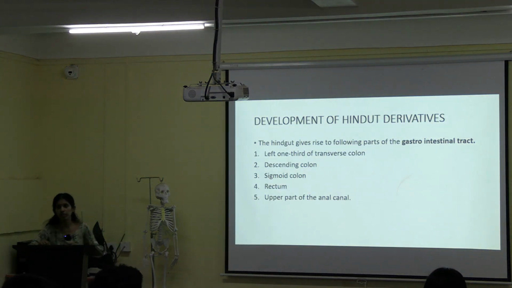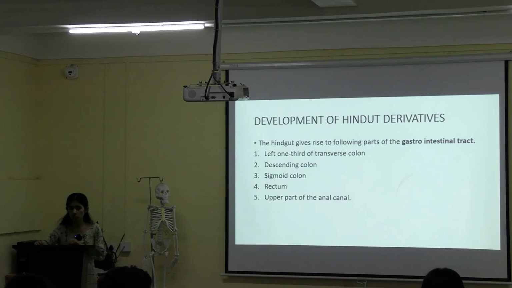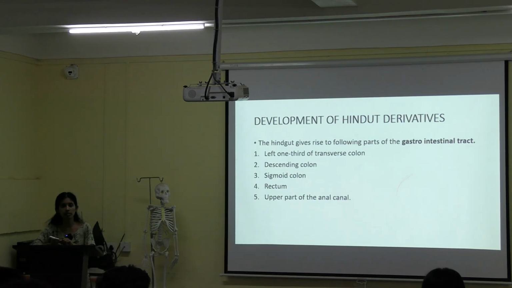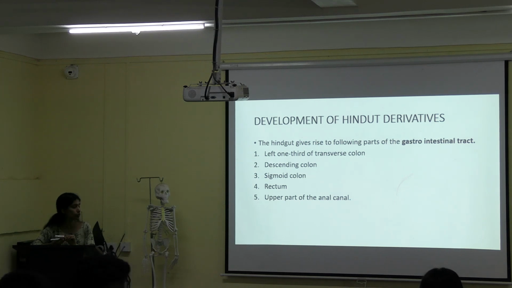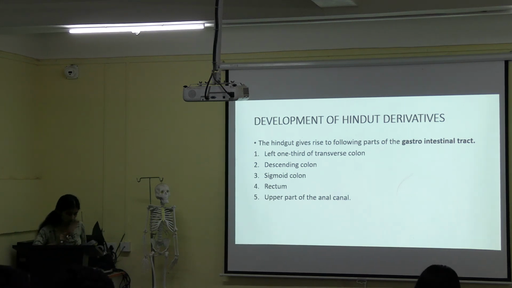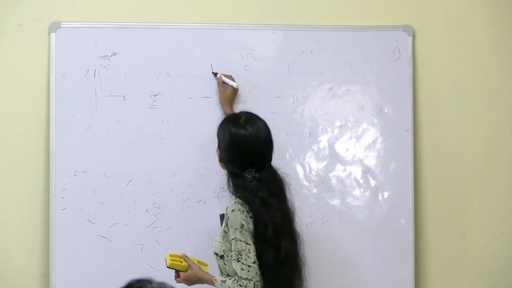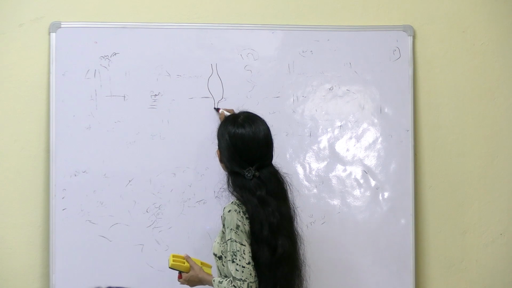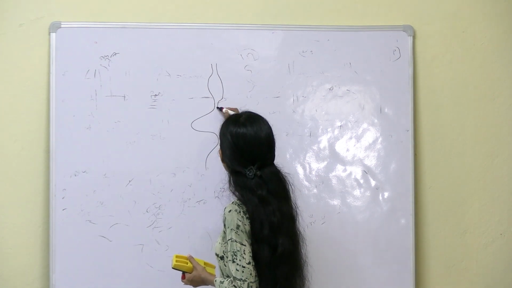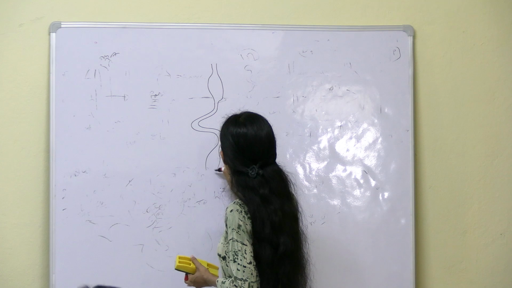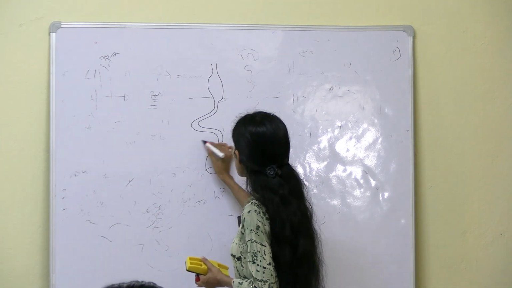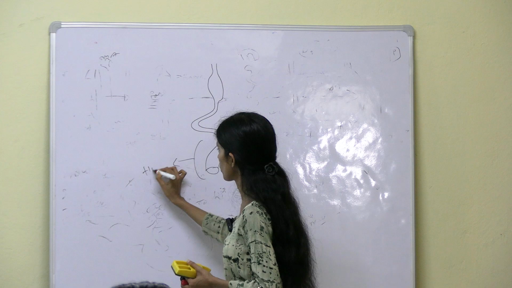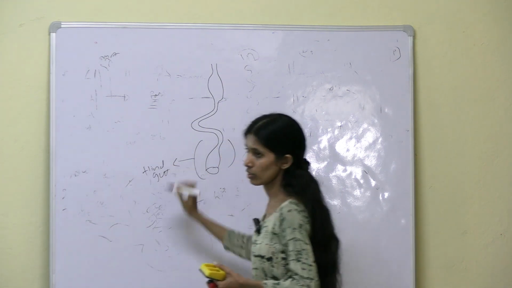Next we have the derivatives of the hindgut. What are the structures we see from the derivatives of the hindgut? Okay, transverse colon, descending colon, sigmoid colon and rectum, and also the upper part of the anal canal. Why only the upper part of the anal canal? So, now this is how your hindgut will look. Okay, this is the hindgut.